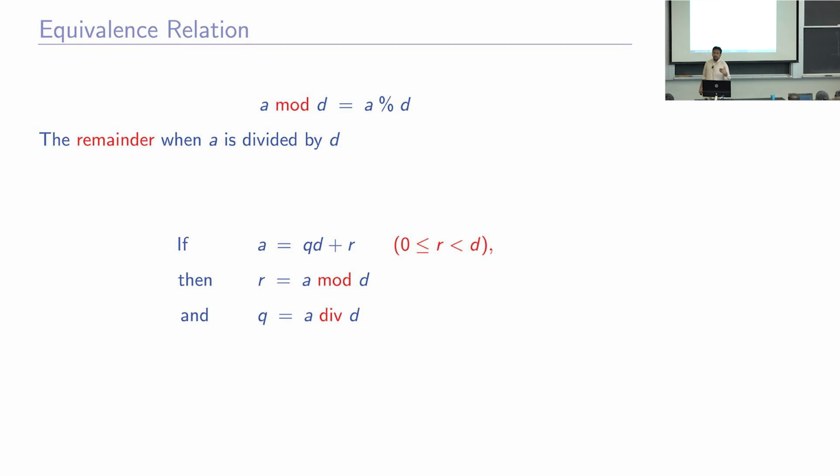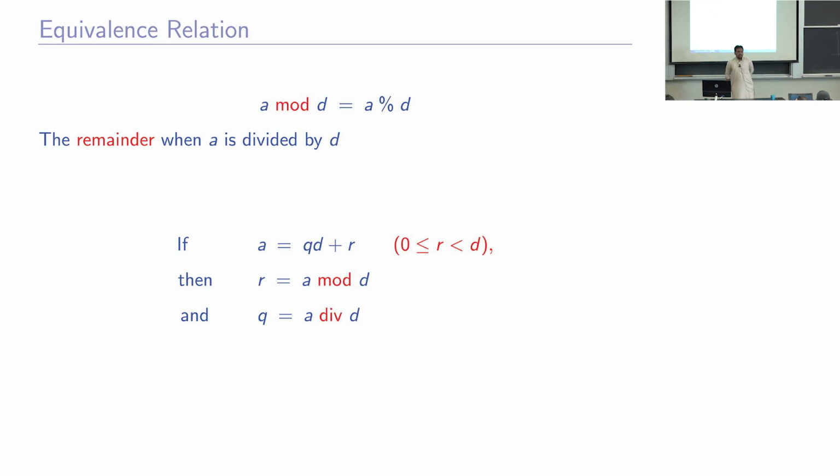Need a lot in number theory and cryptography. The mod of thing, A mod D. This mod is an operation. A mod D is an operation. It gives you the remainder when A is divided by D, right? So D has to be a positive integer and A is any integer, right?